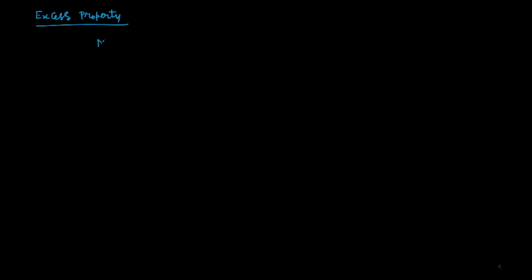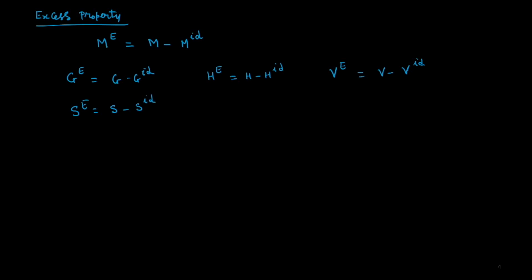We define excess property M, E being the excess property, as M, the property of the solution, minus the property in an ideal solution. This M can be anything. For example, it can be Gibbs free energy. So GE is going to be G minus G ideal, any thermodynamic property. Or HE, the excess enthalpy, is going to be H minus H ideal. The excess volume is going to be V minus V ideal, and so on.